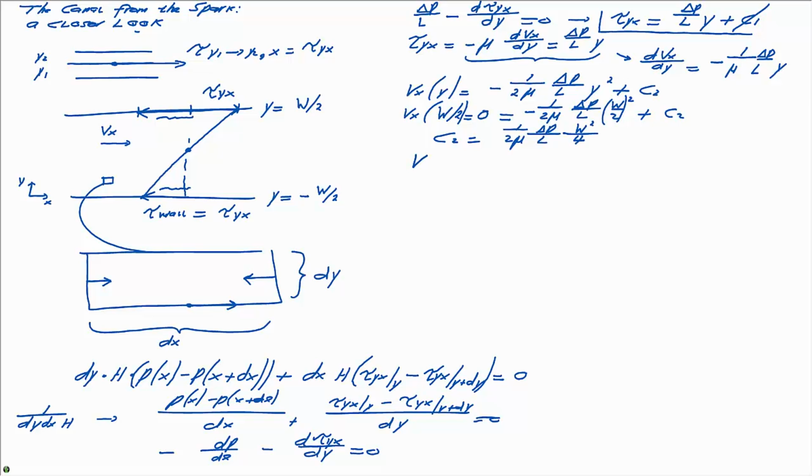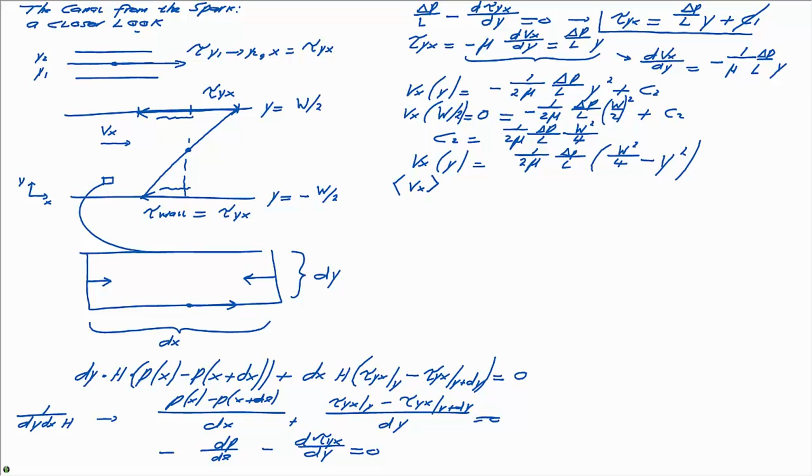So then we see that Vx is equal to 1 over 2 mu dp over L times (w squared over 4 minus y squared). And this is our final answer for Vx. Question 515. Find an equation for the average velocity in the canal. And a recipe is given how to do this.